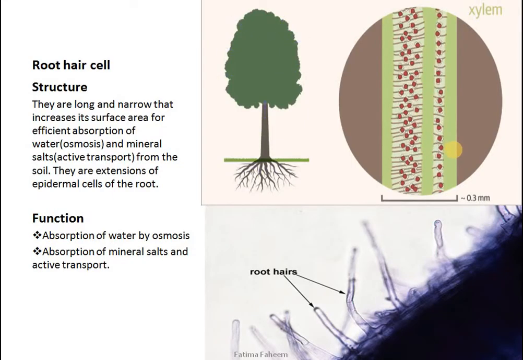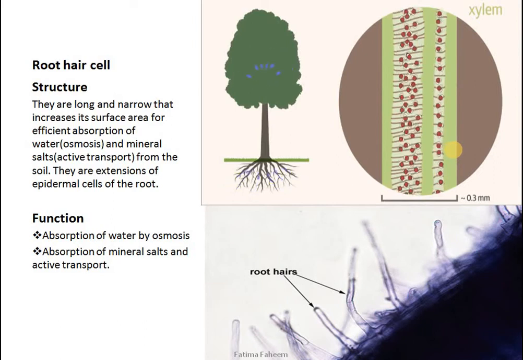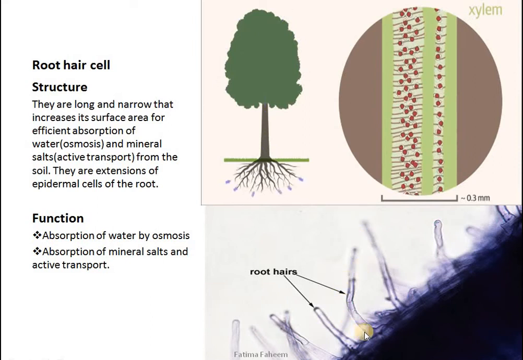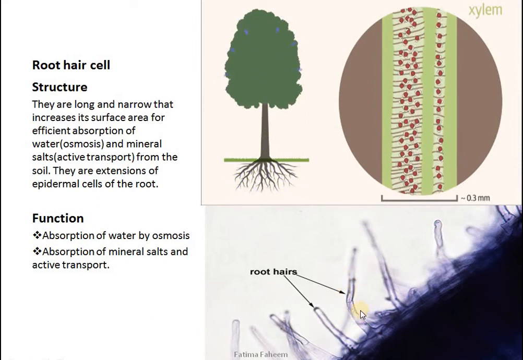Next point is the root hair cell. First, you have to understand that the root hair cell is an adaptation of a normal plant cell. Whatever you have read about plant cells applies to the root hair cell also, but there is a slight modification here, a slight structural change. What is that change? It is the presence of this long protrusion or long extension.